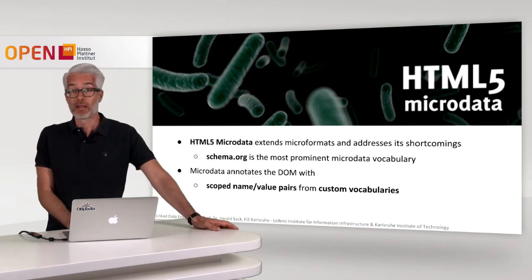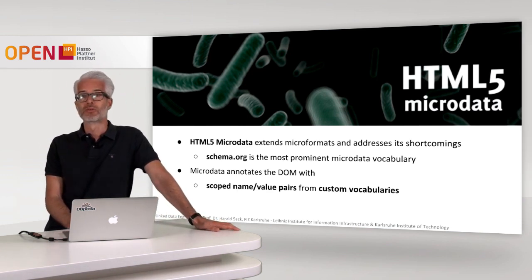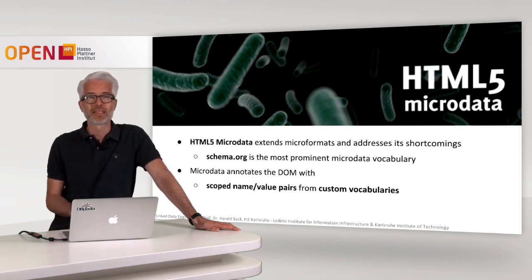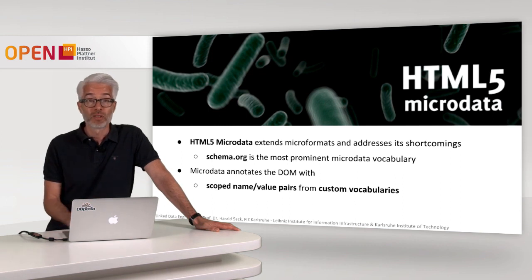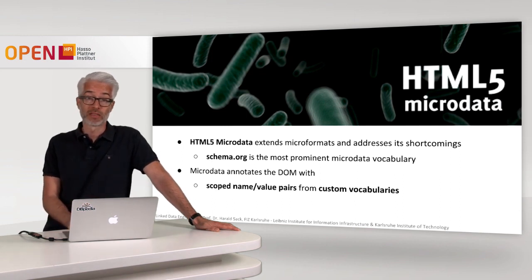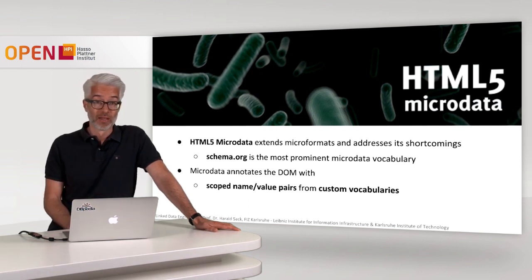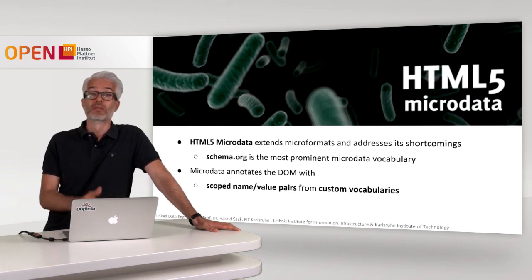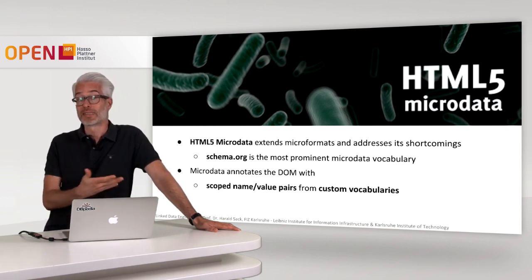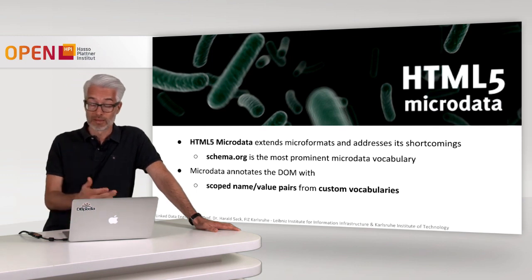Finally, another possibility that I also want to introduce to you is the usage of HTML5 microdata. This is kind of an extension of microformats, of the existing microformats, and addresses especially its shortcomings. And possibly you have heard of the most prominent microdata vocabulary, which is schema.org, and which is heavily used by all the search engines. What does microdata do? Simply it annotates the domain object model with so-called scoped name-value pairs for custom vocabularies. So in the same way like microformats, it does this.